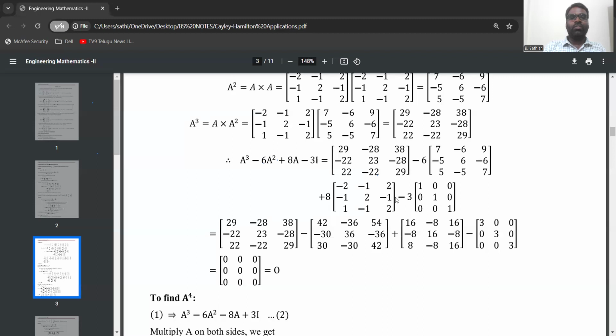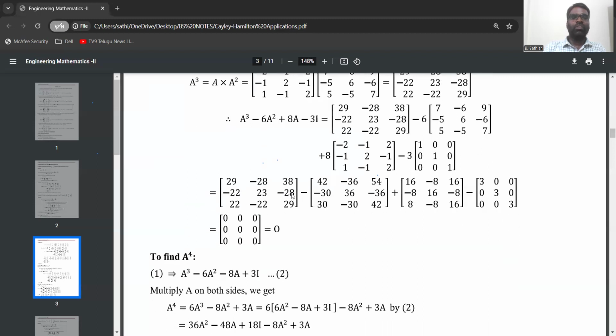Now the sum of all this: first matrix the same as it is, second matrix multiplied with minus 6, meaning each and every element should be multiplied with minus 6. So 6 sevens are 42, next 6 sixes are 36 with negative sign, and 6 nines are 54, 6 fives are minus 30. Here we have minus 5. Next, yes, 6 sixes are 36. Next, minus 6 into 6 is minus 36. Third row, 6 fives are 30. Minus 6 into minus 5 is 30 again. Next, 6 sevens are 42.